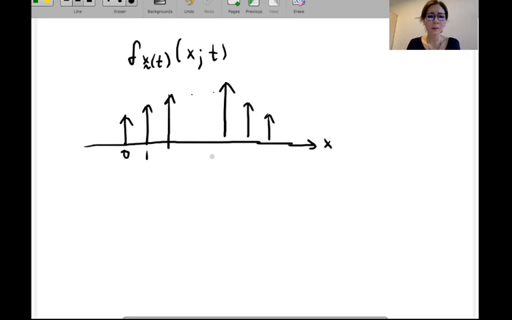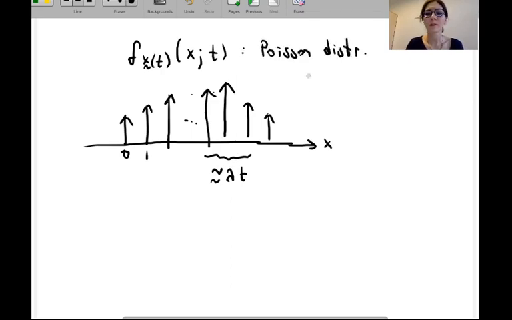And typically the peak here occurs at some x value close to lambda t, because lambda t is the mean, the parameter of this Poisson random process. So this is the Poisson distribution with parameter, I'll just write mu again, mu equal to lambda t.